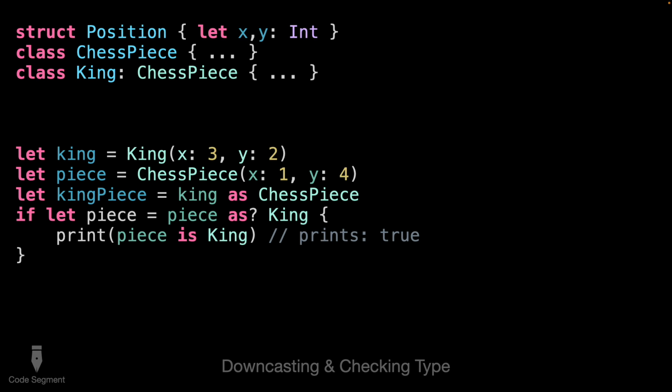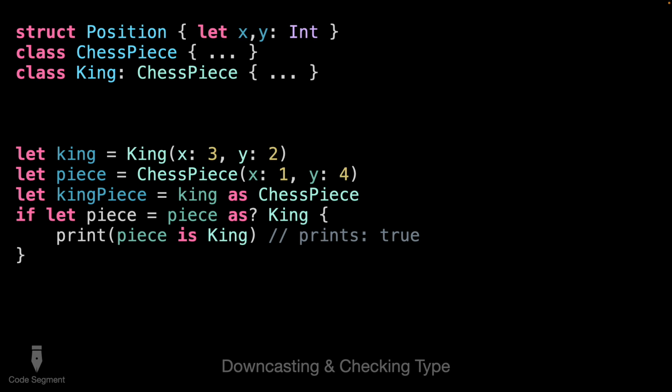Yeah. So why not just directly access the chess piece? Sorry, say again? Why not just directly access the chess piece? Why must we use king as chess piece? Why would we do this? Like, why ever, right?